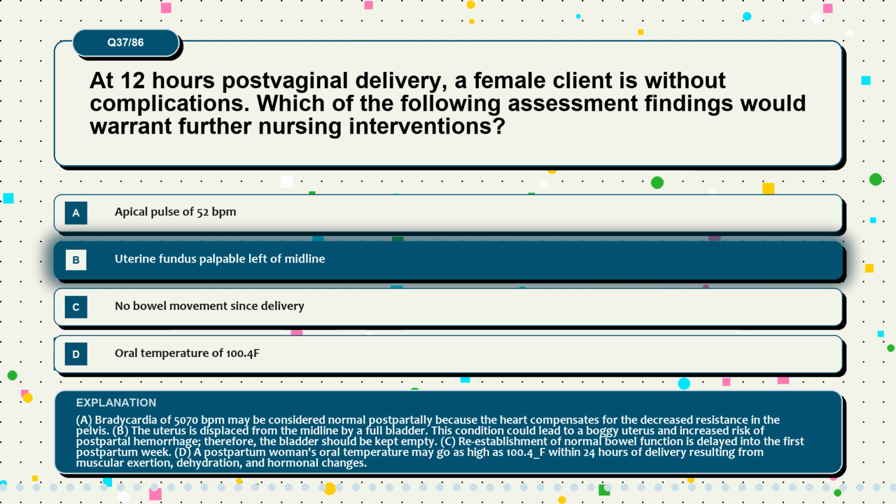C. Re-establishment of normal bowel function is delayed into the first postpartum week. D. A postpartum woman's oral temperature may go as high as 100.4 F within 24 hours of delivery, resulting from muscular exertion, dehydration, and hormonal changes.